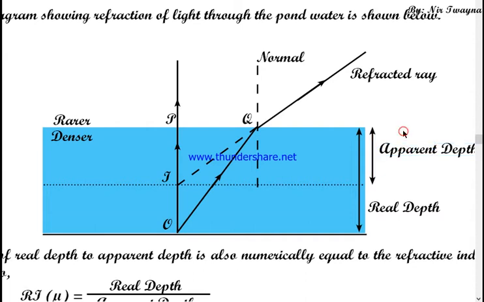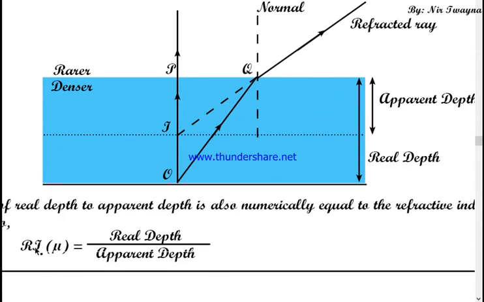That is apparent depth. And this is also because of refraction of light, because of the extent of bending. If the light ray bends even more, then the bottom of the pond would rise even higher. If the light ray bends less, then the bottom of the pond would rise less. That's why the ratio of real depth and apparent depth is also numerically equal to the refractive index.